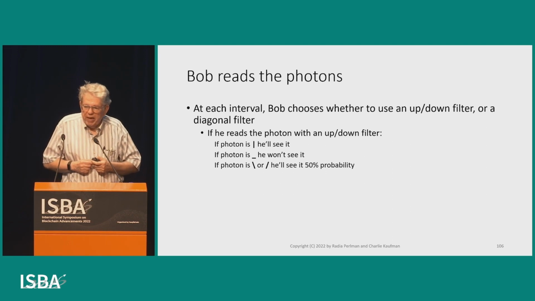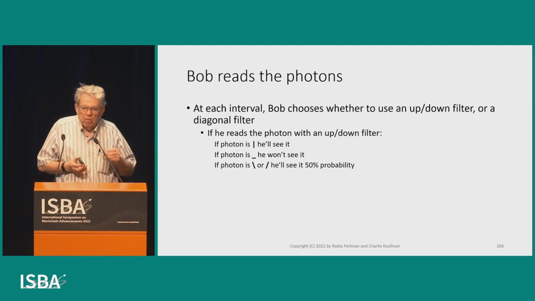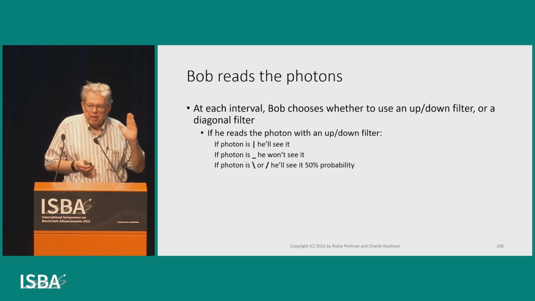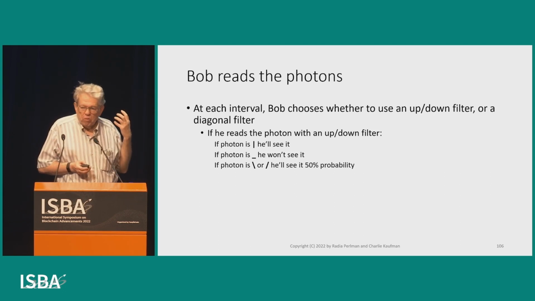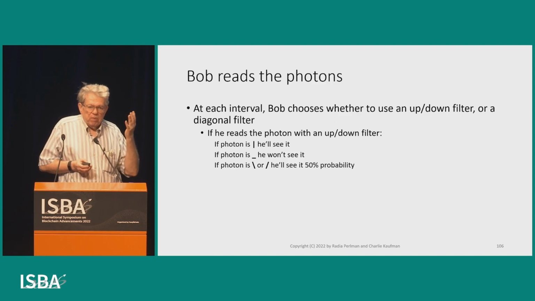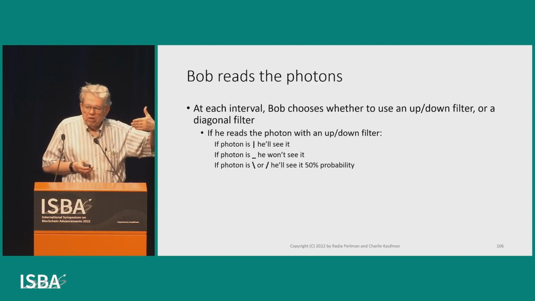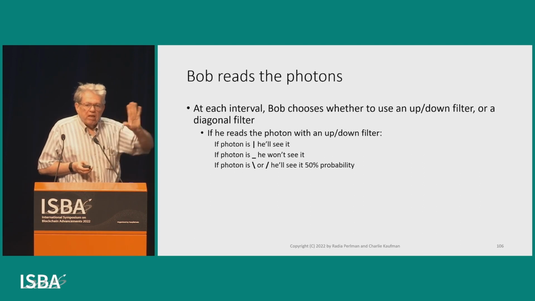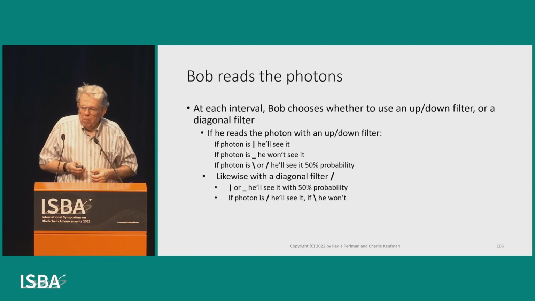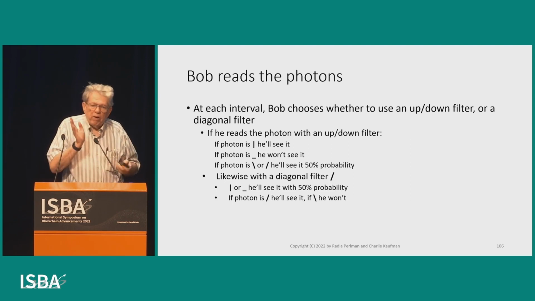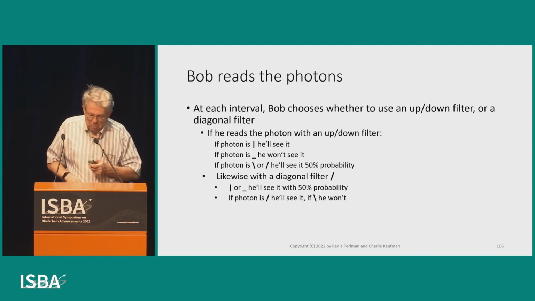If he reads the photon when he has the up-down filter in place, if the photon was sent up-down, then 100% of the time it'll make it through. If it was sent horizontally, 100% of the time it won't make it through, and if it was sent in one of those other two positions, half the time it'll make it through. Likewise with the diagonal filter, the same rules apply.